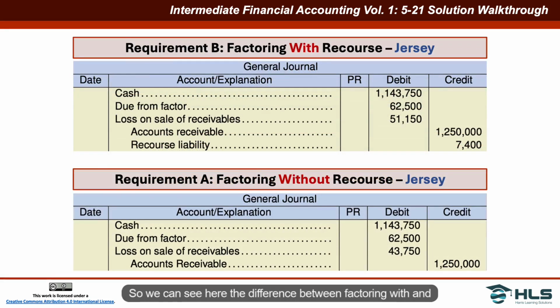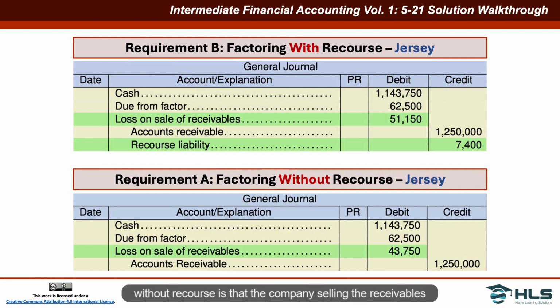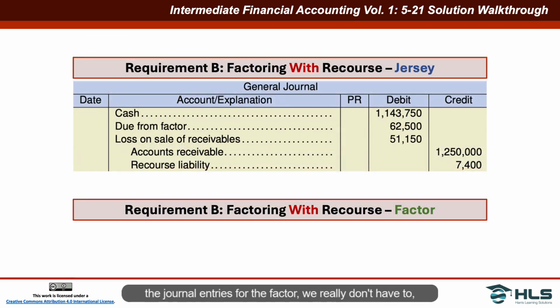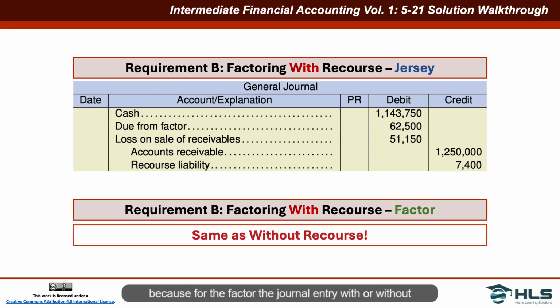So we can see here the difference between factoring with and without recourse is that the company selling the receivables will incur a higher loss related to the recourse liability while recording the additional liability. Now, even though this requirement doesn't ask us to prepare the journal entries for the factor, we really don't have to, because for the factor, the journal entry with or without recourse is the same. And that's it. We've solved this problem.